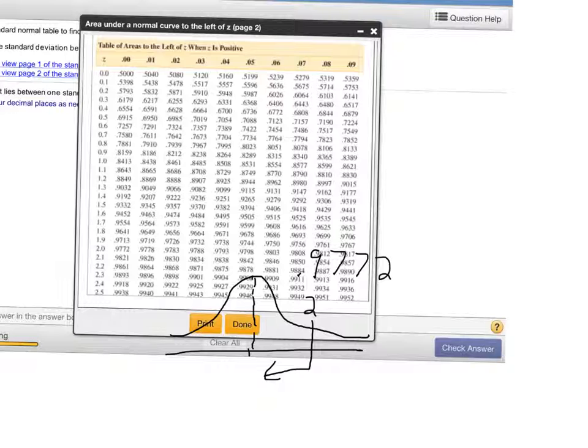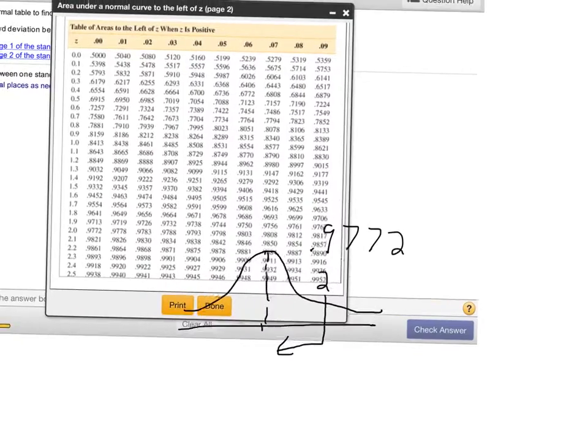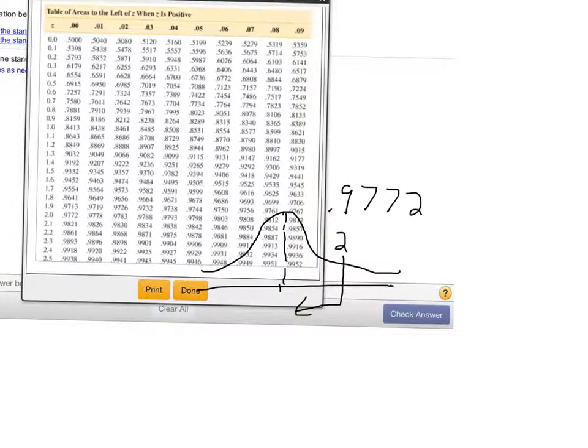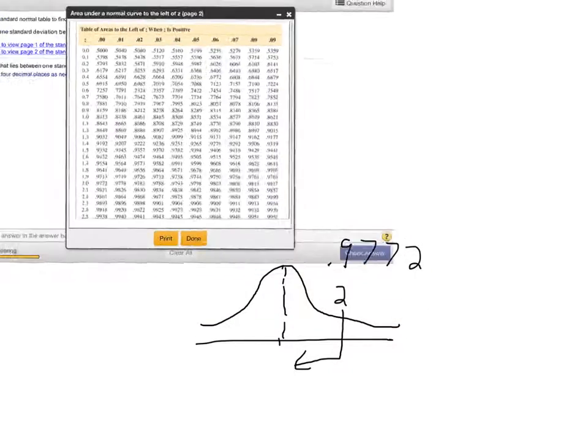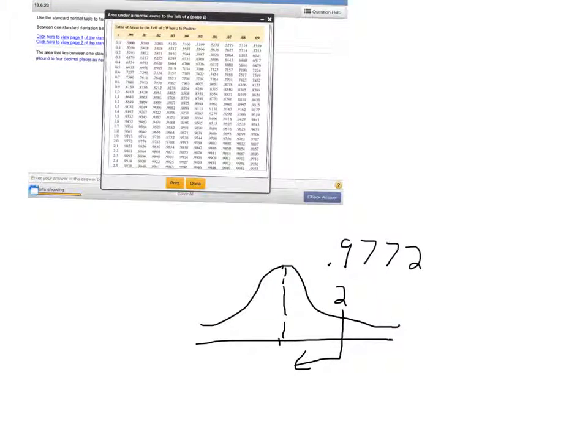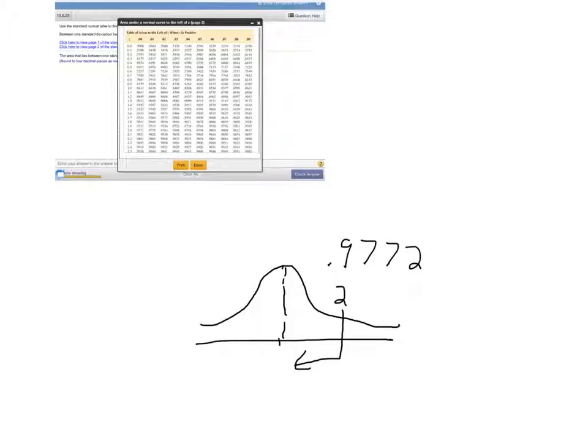2 here, 0.9772. Yeah. So what does this mean? Well, this means if you got some data that follows a normal curve, 97.72% of the information will be below this point here, where we're 2 standard deviations above the mean.